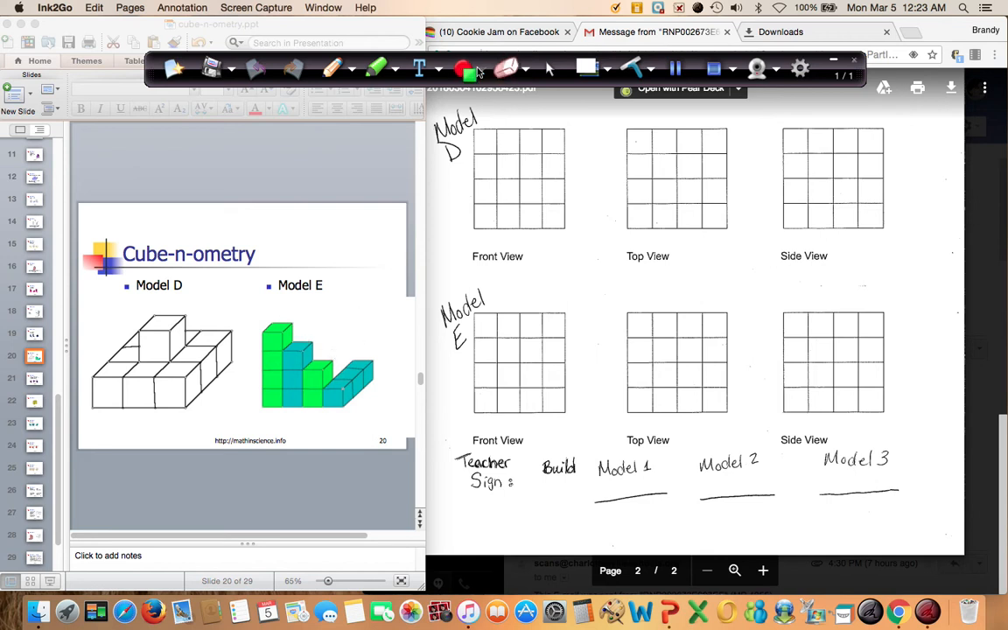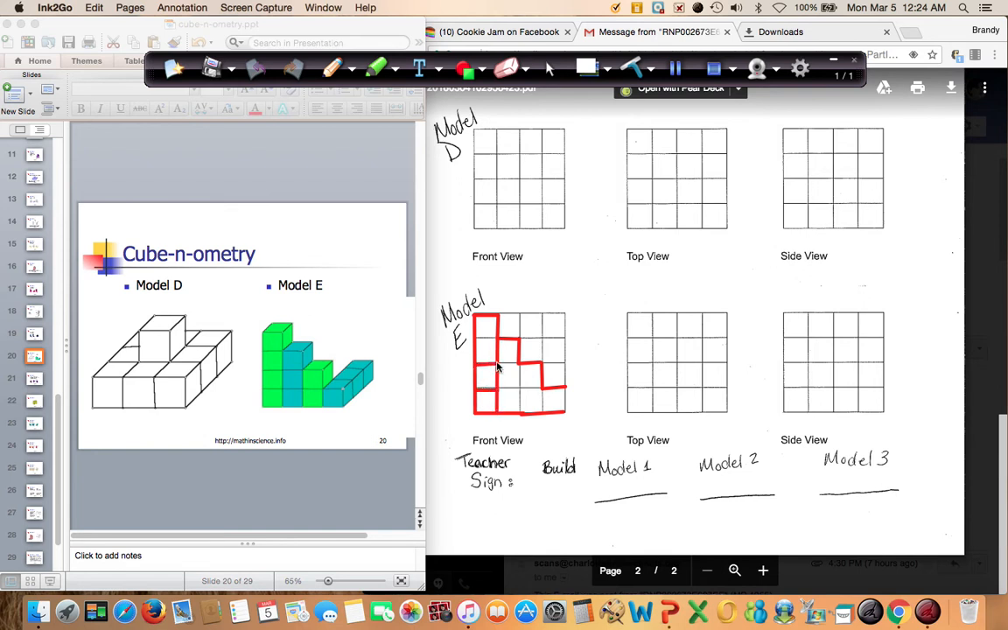So from my front view for model E, and again, I'm looking at it this way, looking at the front of the picture, I have 4, 3, 2, 1. Those are the faces I can see. So it would be 4. And then I know it goes 4 across the bottom, so I'm going to go ahead and draw that. And then it comes down like a staircase each time. So it would go like this. Does that make sense?